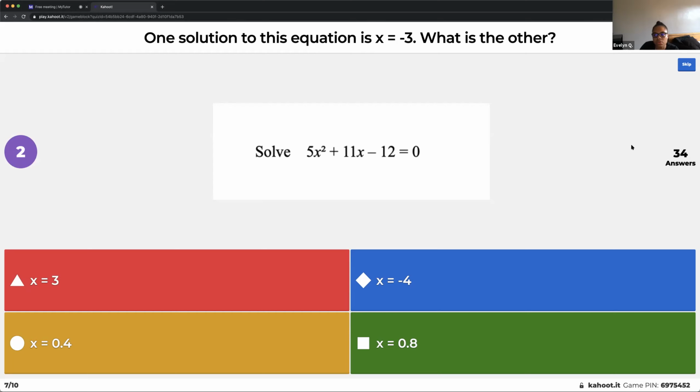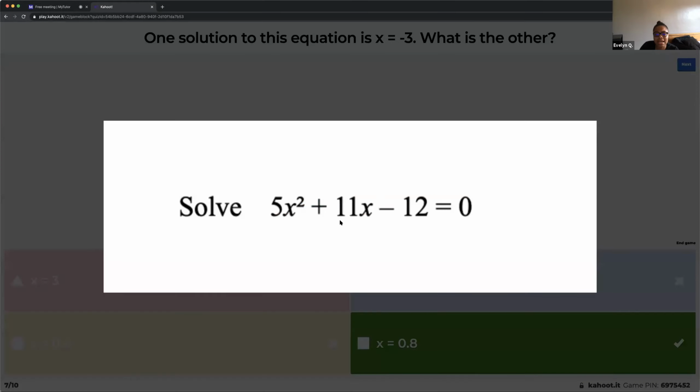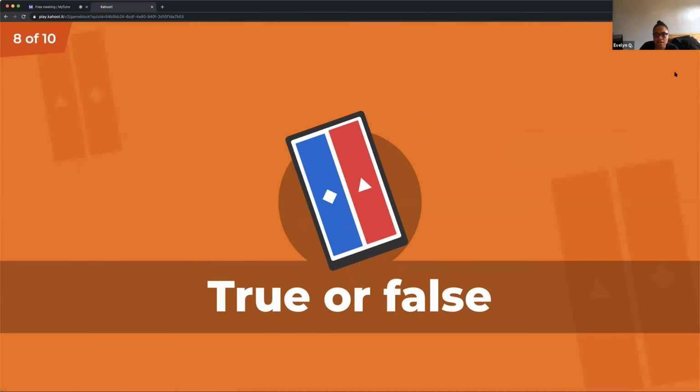Right, let's see what answers you got here. Brilliant, x equals 0.8. So you would go ahead and solve and try and multiply 5 and minus 12. It'll give you minus 60. Two numbers that multiply to give you minus 60 and add to give you 11. Split that 11x and then make two brackets and solve. So brilliant, well done for the top 5 here.